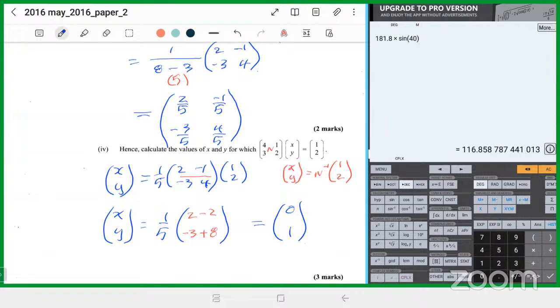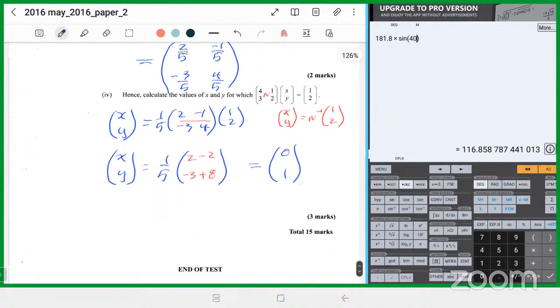I can just double check it because I don't like those simple. If the 4, 1, 3, 2 times the 0, 1 is going to give me this 1, 2. So it'll be 4 times 0 and 1 times 1 is 1. And it'll be 3 times 0 is 0 and 2 times 1 is 2. So I can accept this answer. It works. Let me put a different color on it.